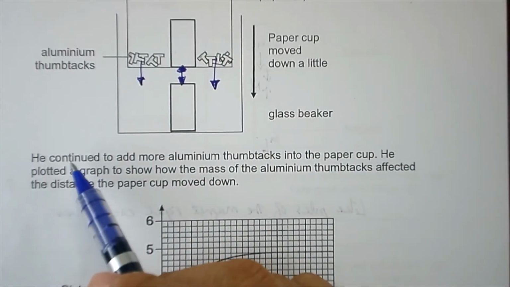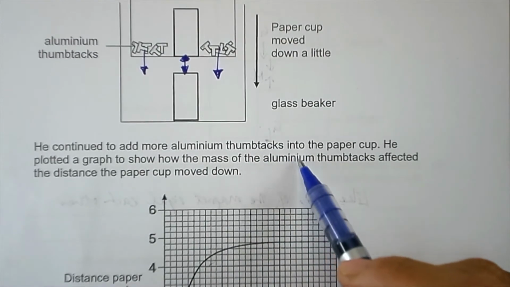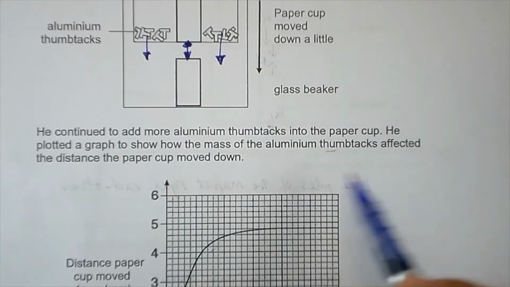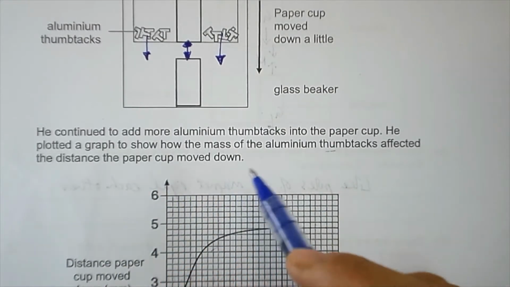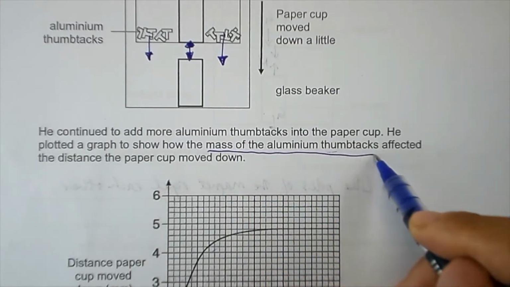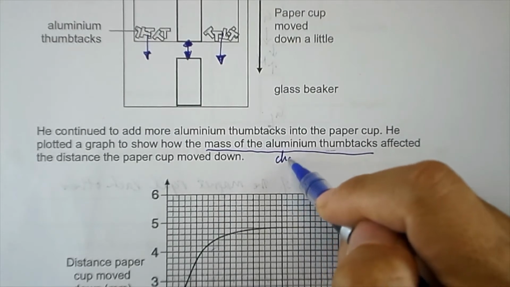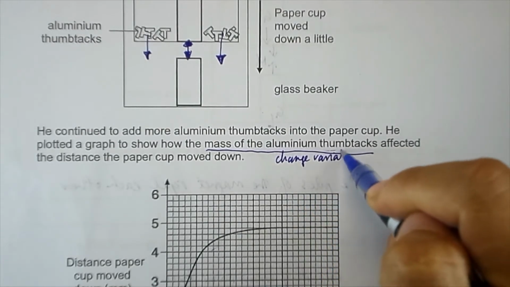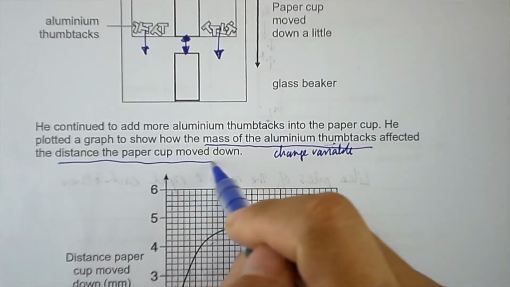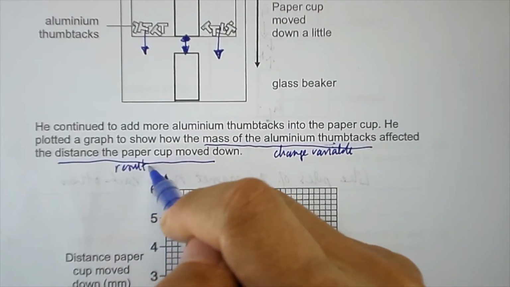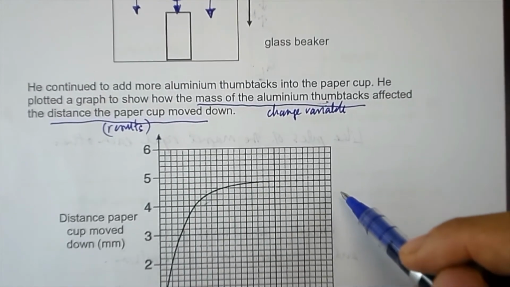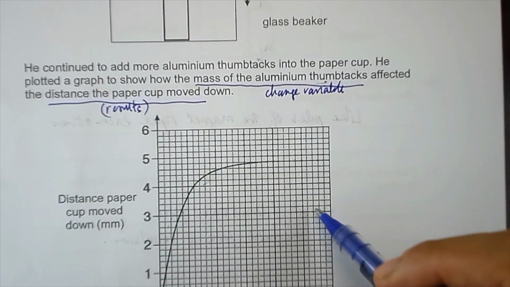Next, let's read. He continued to add more aluminium thumbtacks into the paper cup, and he plotted a graph to show how the mass of the thumbtacks affected the distance the paper cup moves. So in other words, the changed variable is the mass of thumbtacks that was added, and the distance the paper cup moved down is the result. That's recorded. Hence, he plotted the diagram as shown below here.